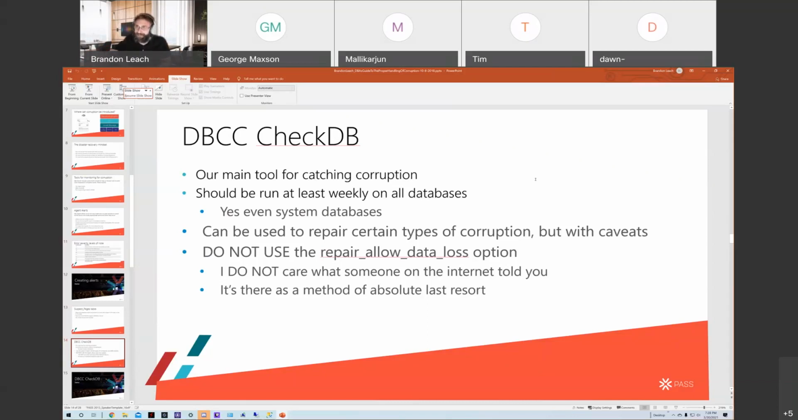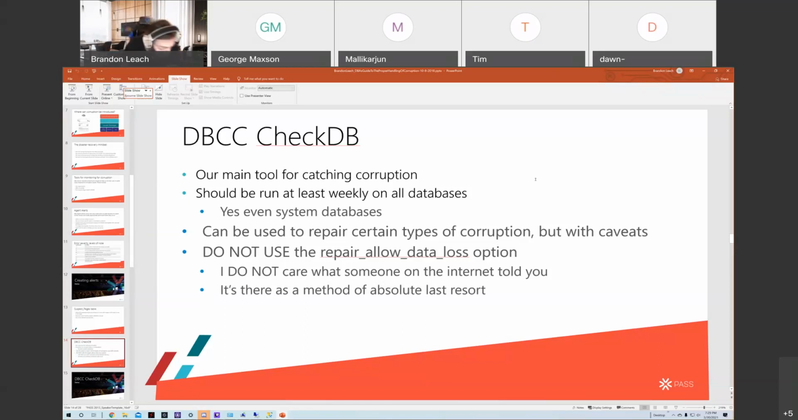The other thing that happens is repair allowed data loss will determine for itself what it needs to get rid of. And it will just wipe out swaths of data. And you have no insight whatsoever into what data is gone. Now, you may be able to restore log backups to 5 minutes before your incident and do a comparison. But why wouldn't you just restore the database from backup to begin with? A lot of people run this when they first encounter corruption and they get themselves into a worse situation.